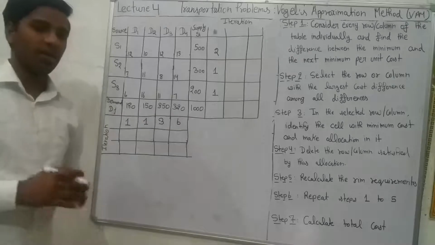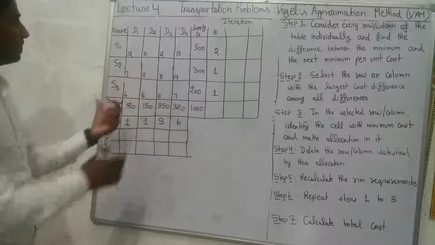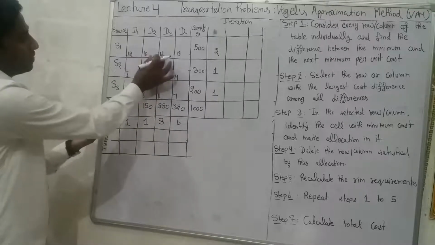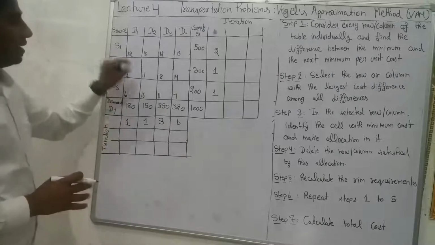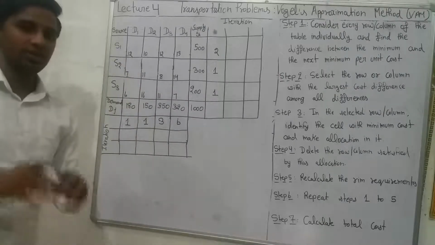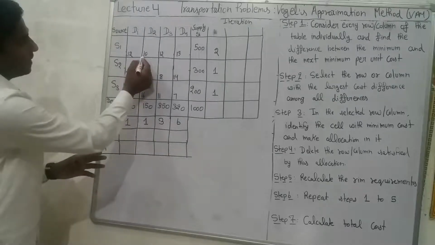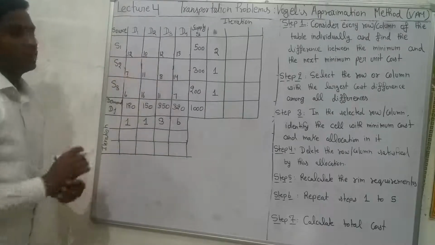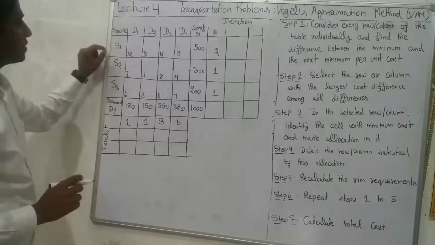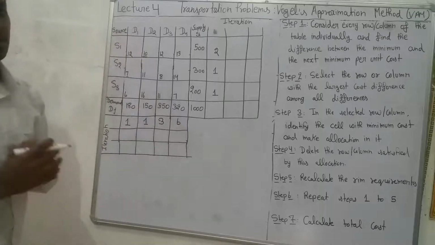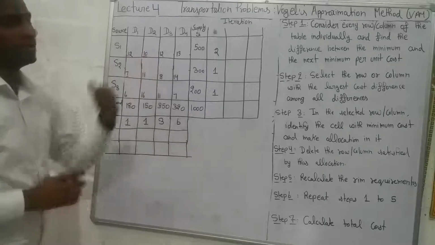Okay, let me explain it. Just tell me, in the first row, which option is best for the company? The one which has the minimum cost. So in the first row, the best route is this cell. It means source 1 should supply units to destination 2. It is the best option because the minimum cost for source 1 is 10.